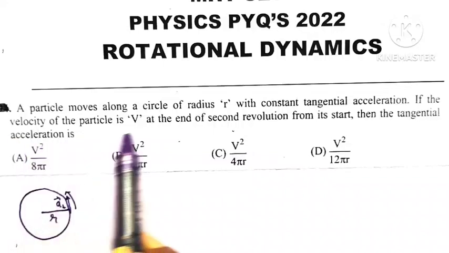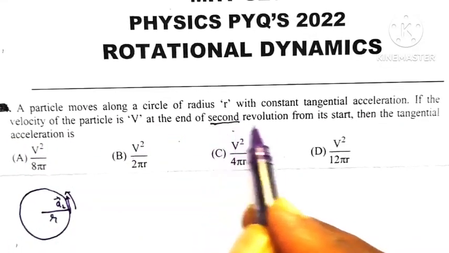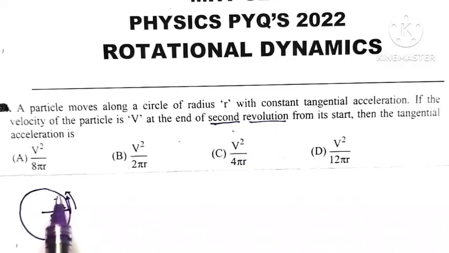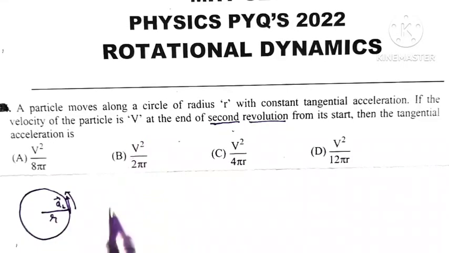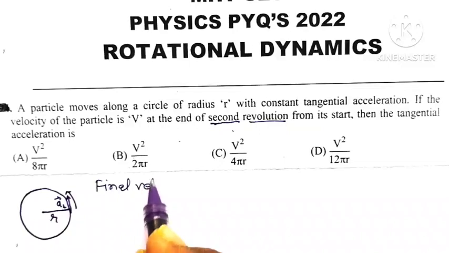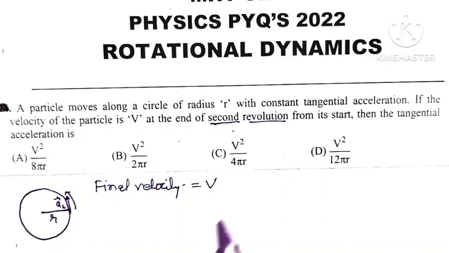If the velocity of the particle is v at the end of the second revolution, meaning when the particle completes 2 revolutions, what is the velocity of the particle? It is v. So the final velocity of the particle after 2 revolutions is equal to v.